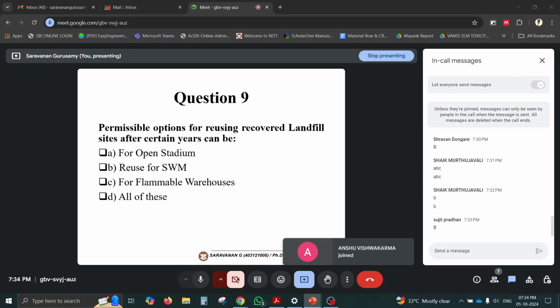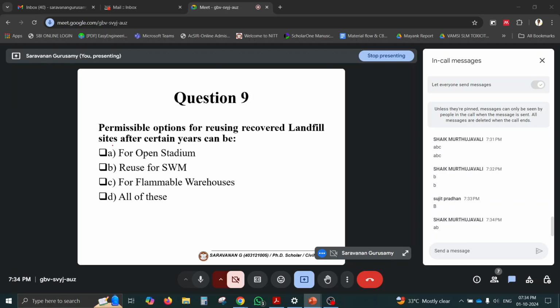Then the ninth question: permissible option for reusing a recovered landfill site. What are the options we can use for a recovered landfill site after certain years? For open stadium, reuse for SWM, for flammable warehouse, all the above.